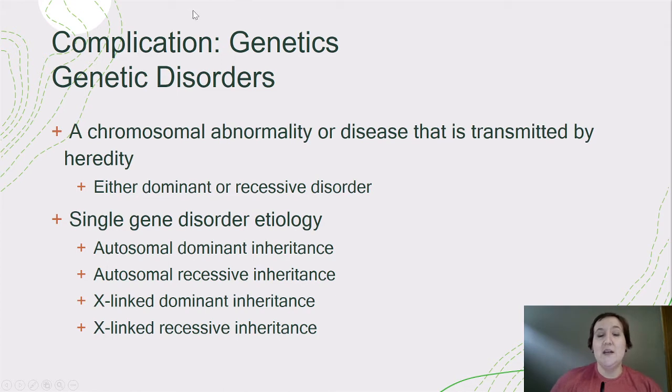So again, a chromosomal abnormality or disease is transmitted by heredity. So these are inherited. Again, like I mentioned, it's either going to be dominant or recessive. Either it's going to be apparent or it's not going to be apparent. Apparent as in clear, not as in mom or dad. Okay. Single gene disorder etiology.